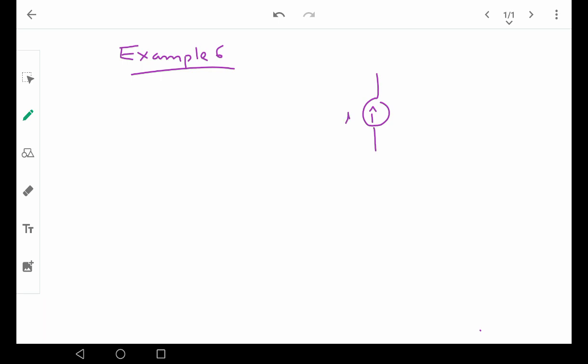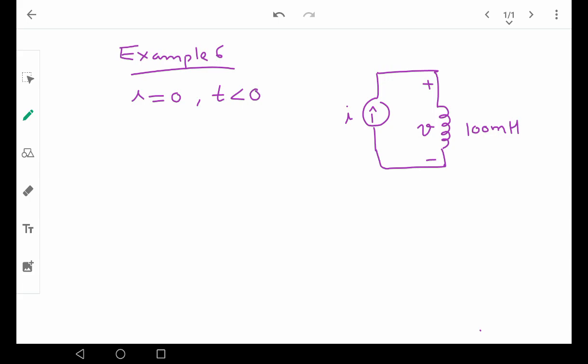We have a current source I, then an inductance of 100 millihenry, and a voltage given like this, plus minus V. The current is given as I equal to 0 for t less than 0, and I equal to 10t e raised to minus 5t ampere when t is greater than 0.